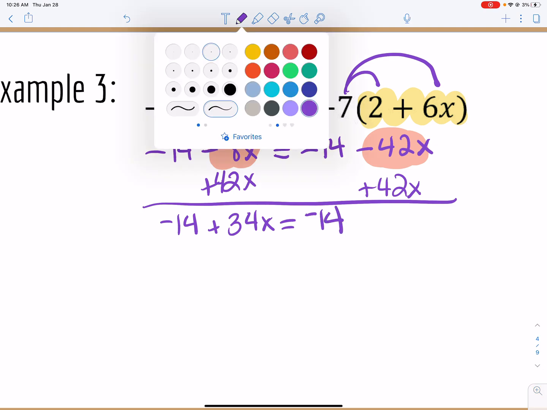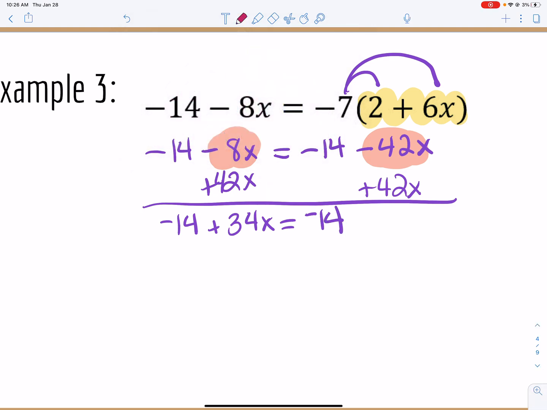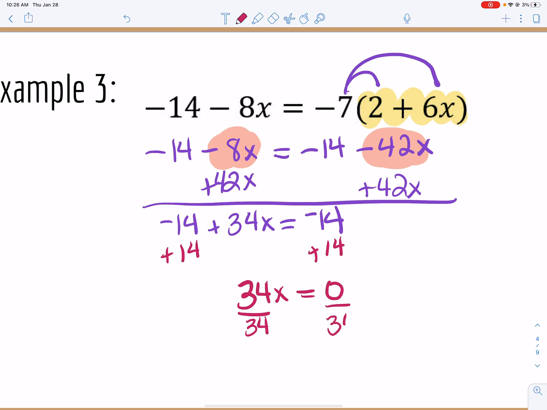So then I'm going to move my numbers to the other side. So I'm going to add 14 and add 14. We had one of these on the worksheet from yesterday, and kids were getting confused because it equals 0. But when you divide, you would have 0 divided by 34, so my answer is 0. So you actually end up with your answer being 0.